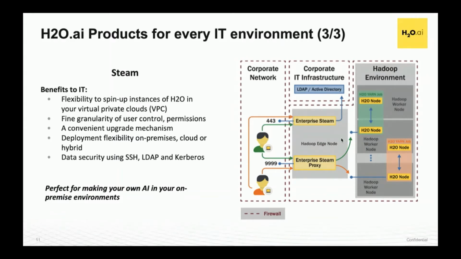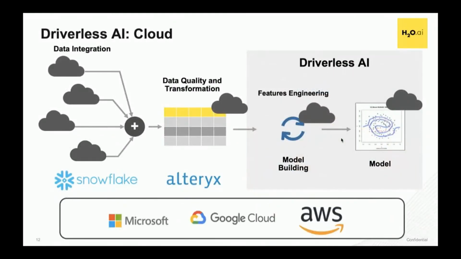All right, let's switch topics a little bit and show you how this is deployed by our customers, and how you would use this in enterprises. This is an example where Driverless is deployed in the cloud. From left to right, you have data integration and sources sitting in the cloud. It could be a cloud data warehouse like Snowflake, followed by transformations and data quality checks by Alteryx. These are all our partners. The data is then fed into Driverless AI, where we do model development and feature engineering, and then the winning model is deployed back into the cloud.